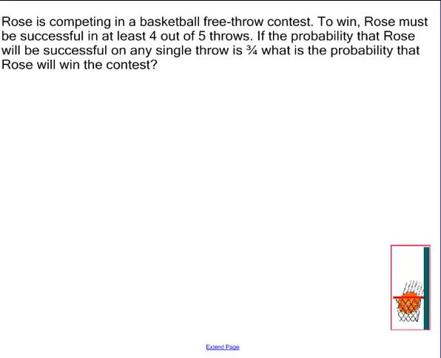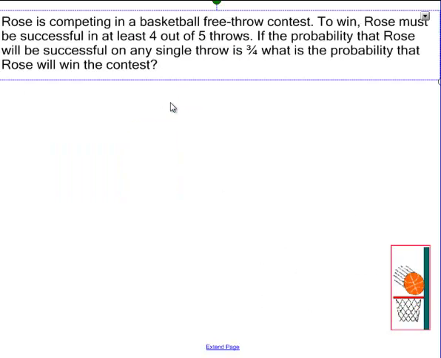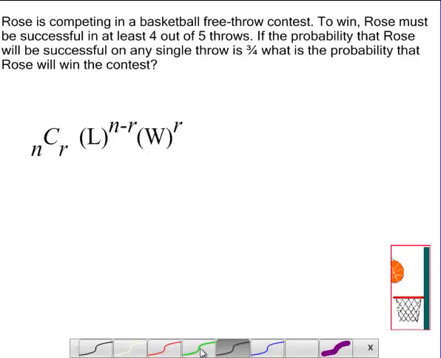Rose is competing in a basketball free throw contest. To win, Rose must be successful in at least 4 out of 5 throws. If the probability that Rose will be successful on any single throw is 3/4, what is the probability that Rose will win the contest? Okay, slow it down and let's look at our formula. Here's our formula. There it is. Okay, so I know I have to pick out probability.